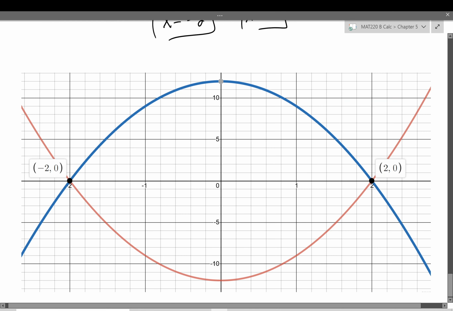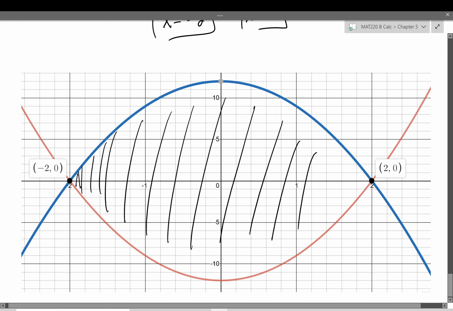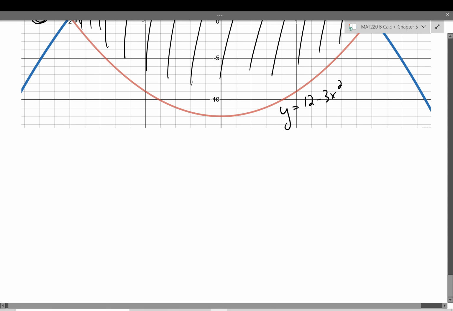All right. And as you can see here, the area that is bounded is going to be right here. It's all this area that's bounded between negative 2 and positive 2. So the upper is y equals 3x squared minus 12, the lower is y equals 12 minus 3x squared. So this is going to be the integral from negative 2 to 2 of 12 minus 3x squared minus 3x squared minus 12 dx.